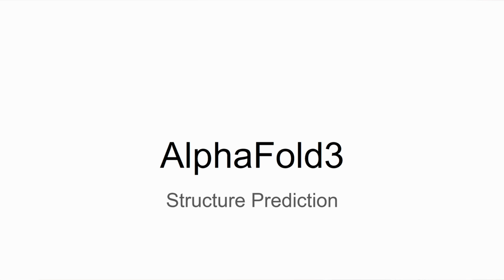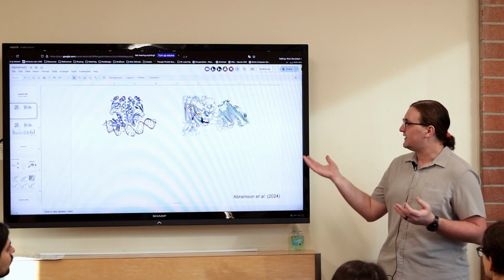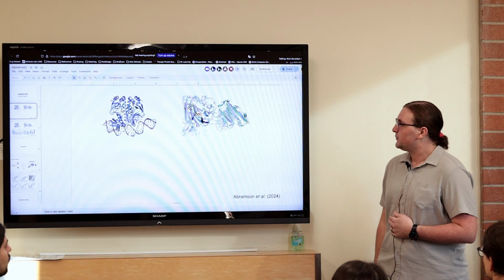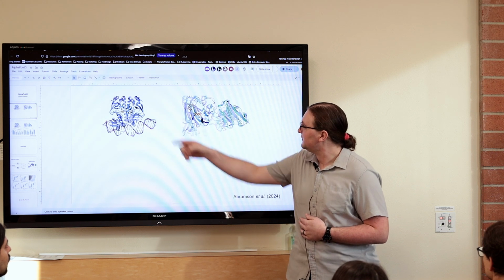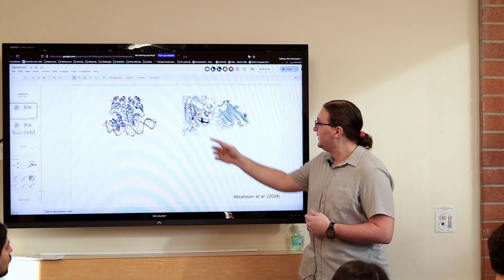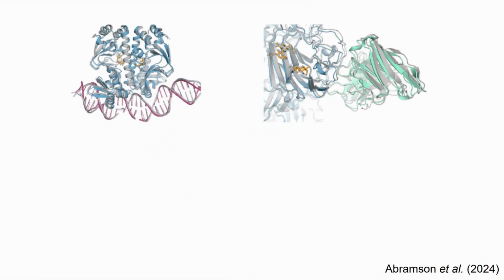We'll start with showing just some predictions. As you can see, pretty good. Like it's lining up with the native structure pretty well. It's predicting the nucleic acid, the small molecules, pretty much in the right area. Conformations may be a little off, but for the most part, pretty good.